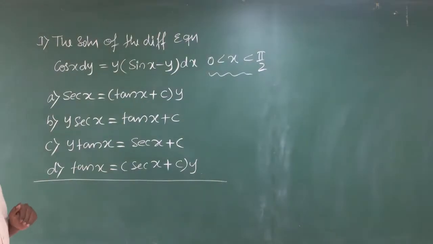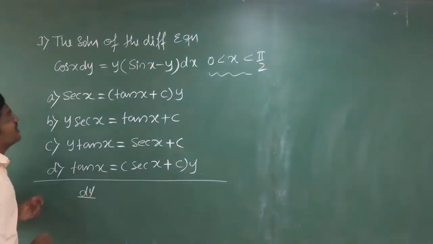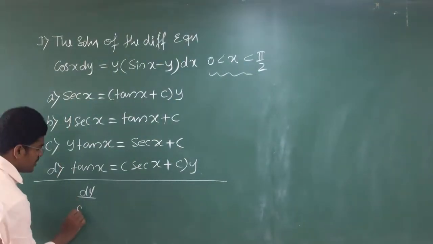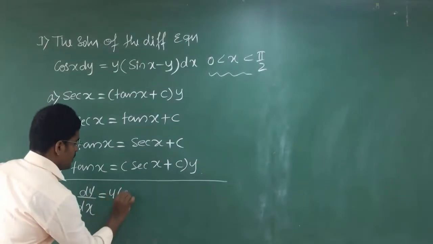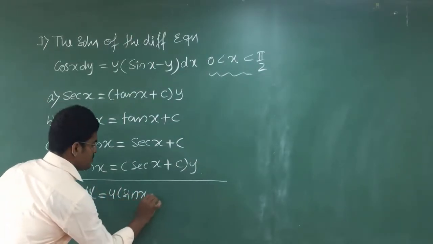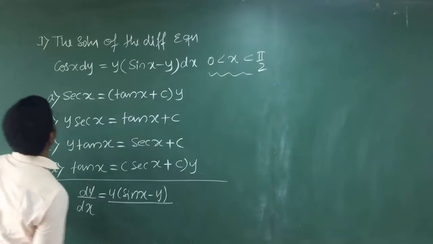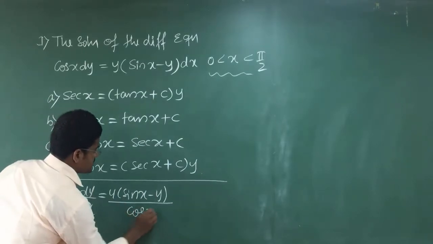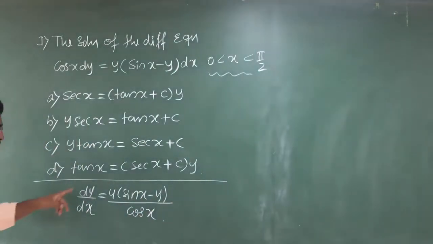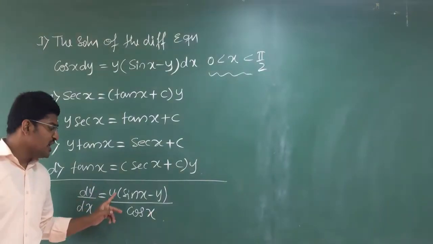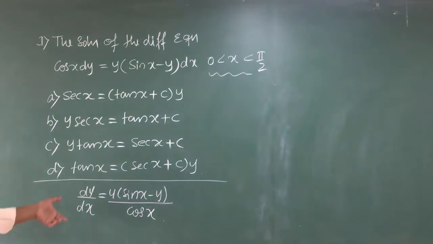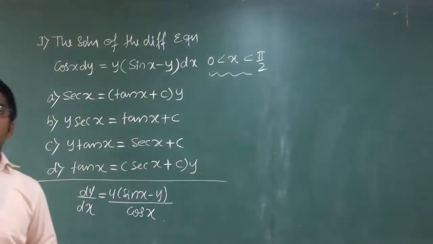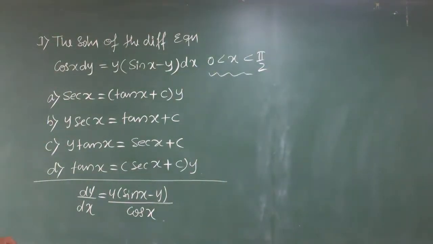So first let us write it in the form of dy by dx. If I write it in the dy by dx form, dy by dx will be equal to y sin x minus y divided by cos x. Clear? So this is the differential equation which you have to simplify.